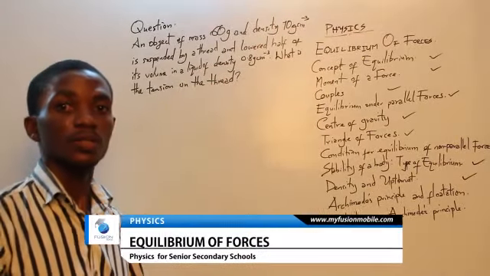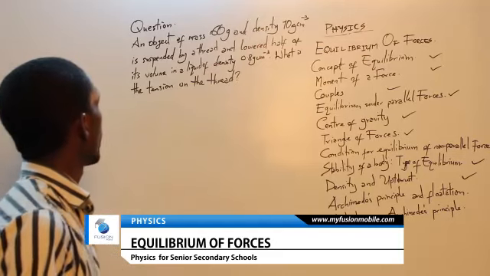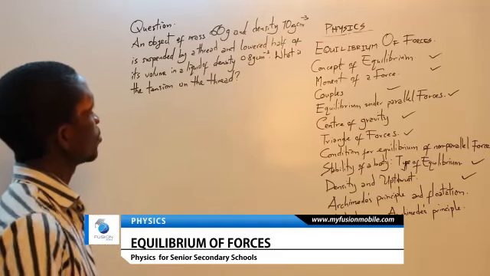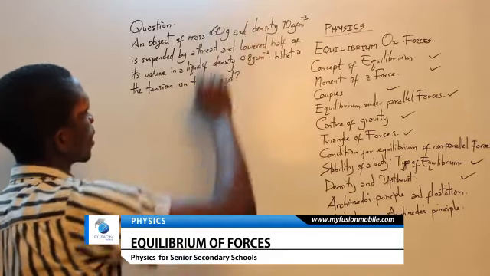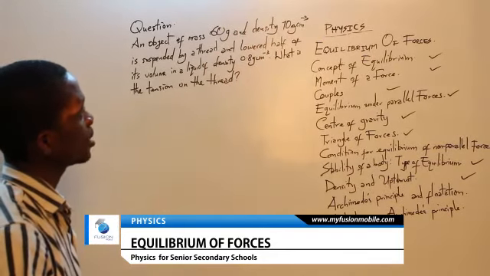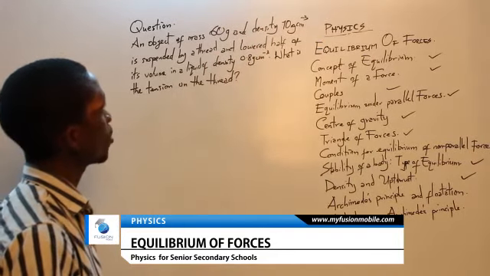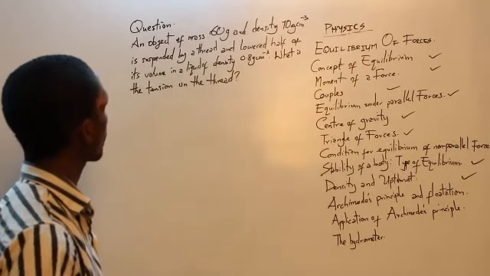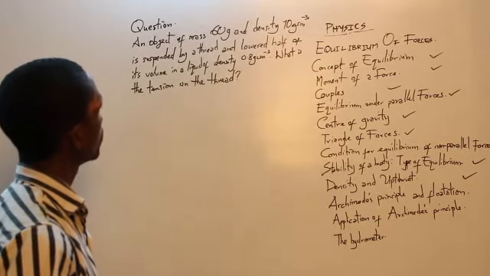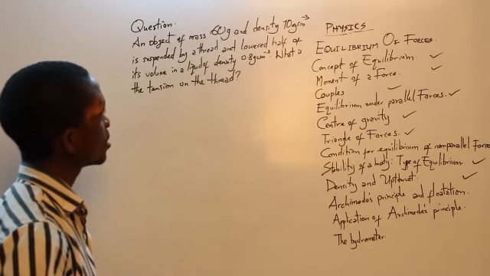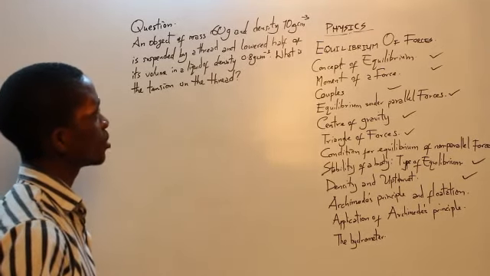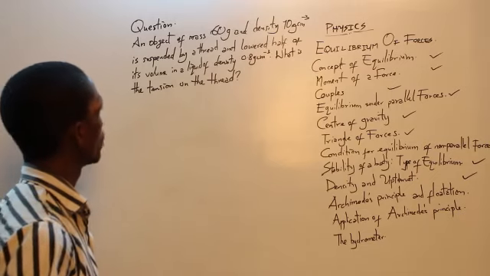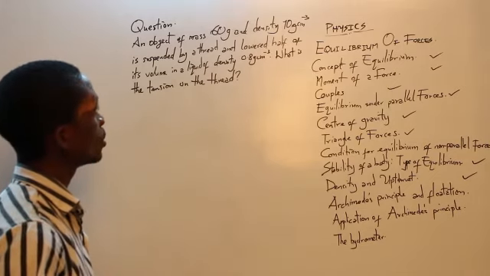Let's take this question. An object of mass 60 grams and density 10 grams per cm cube is suspended by a thread and lowered half of its volume in a liquid of density 0.8 grams per cm cube. What is the tension on the thread?